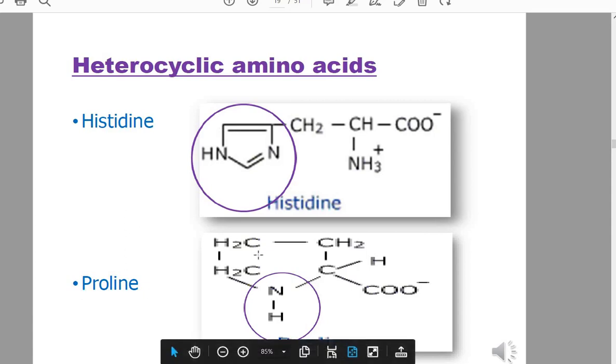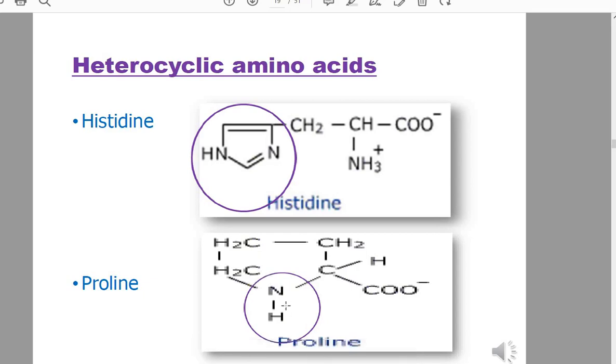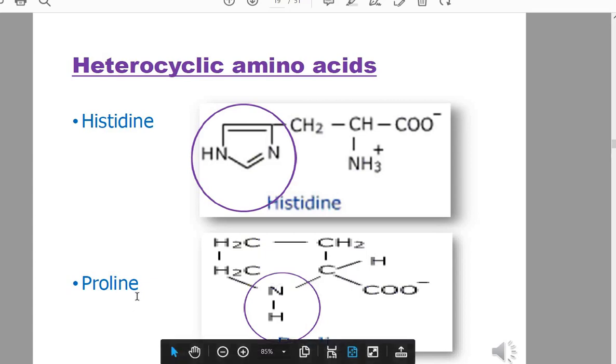And proline also has a cycle, but it does not contain an amino group, it contains an imino group. This is NH only, not NH2. It's called an imino group, so it's an imino acid. The group NH is called imino, not amino. So when I ask you what is the imino acid, it is proline. Why is it called an imino acid? As it contains NH, not NH2.